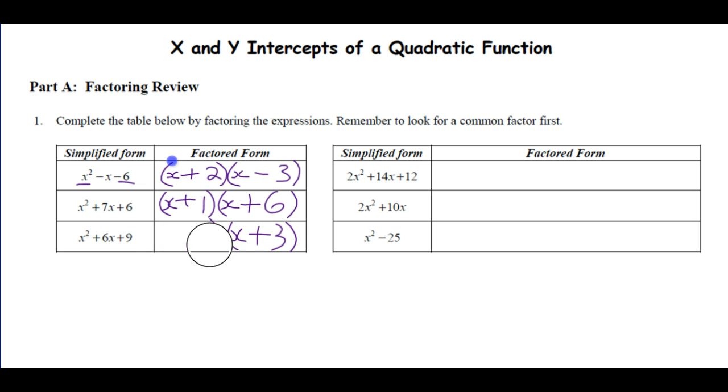Another way you could do that is to say, hey, that's a perfect square, right? So maybe this is the square of a binomial. Okay, so if you recognize that, then you can just say, okay, the square root of 9 is 3, and if I double that, I get 6, so this is really just x plus 3 quantity squared. Okay, doesn't matter how you write it. You can write it as x plus 3 times x plus 3, or x plus 3 quantity squared.